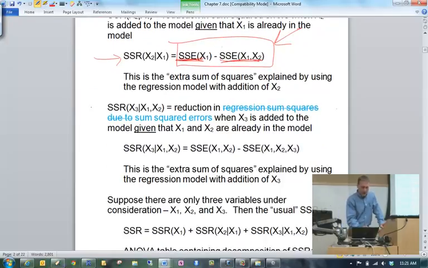Just to make sure you see this, and please note the little change to the notes. SSR of x3 given x1 and x2 in the model is simply the SSE for the model with x1 and x2 only, minus the SSE for the model with x1, x2, and x3. That's it. So you can think of this as the extra sums of squares for y that are now explained by including x3 in the model, given x1, x2 were already in the model.